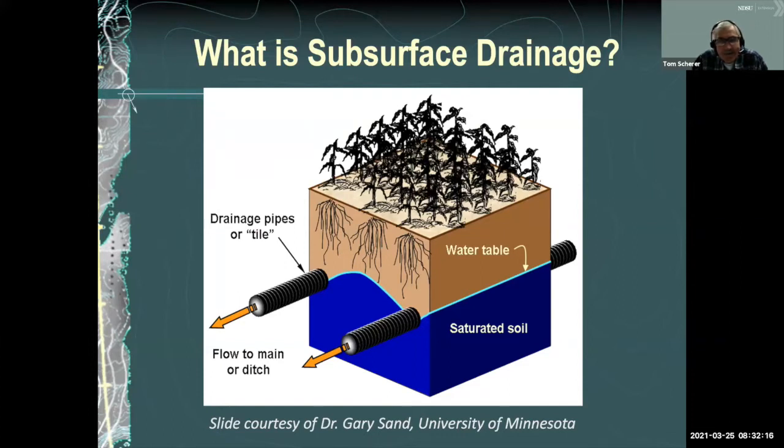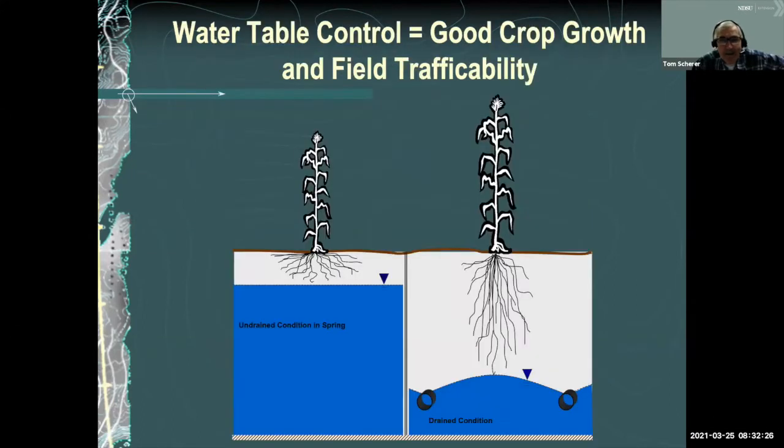You've got saturated soil, and you're trying to control the water table so the crop can grow at its maximum ability. And you've probably seen this one before, but this just illustrates it. And Hans will hit more on this later, but really you want to keep that water table at a level where the crop has the opportunity to fully develop its root zone, get access to all the nutrients and water that's available in that area, and then be able to grow better. And that's the whole purpose of subsurface drainage, is to alleviate these problems of high water table.